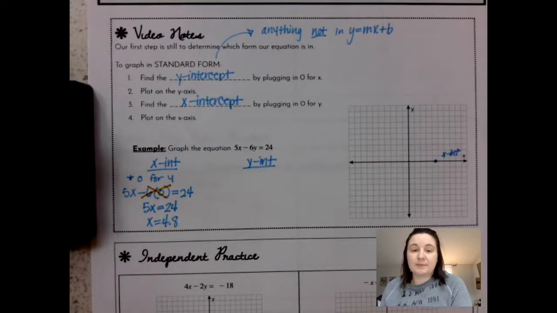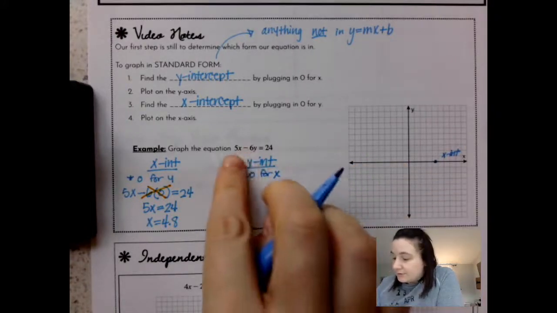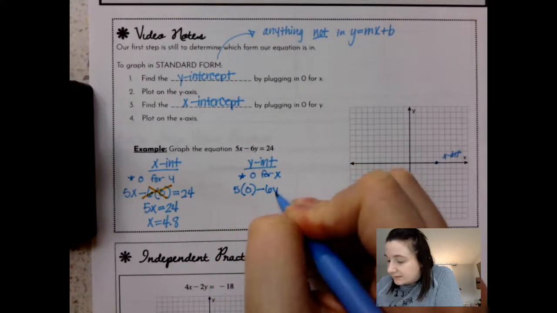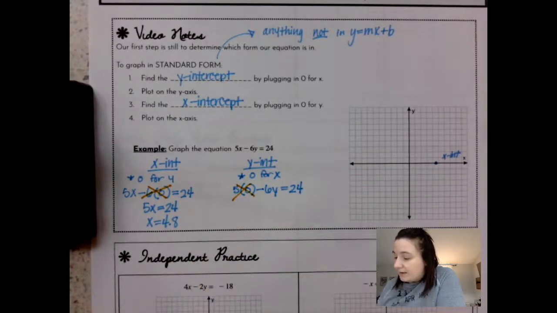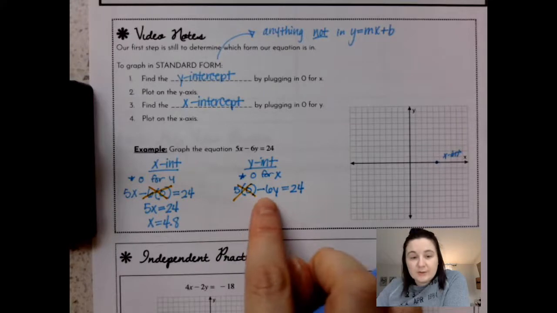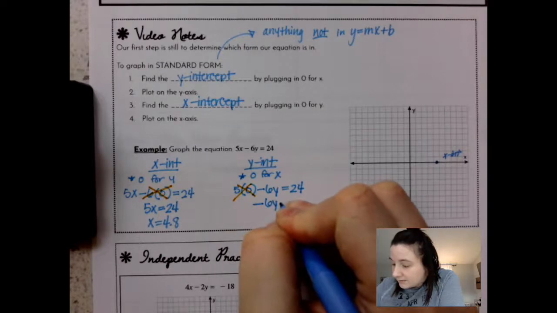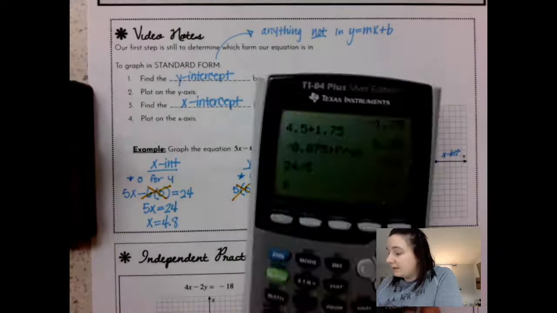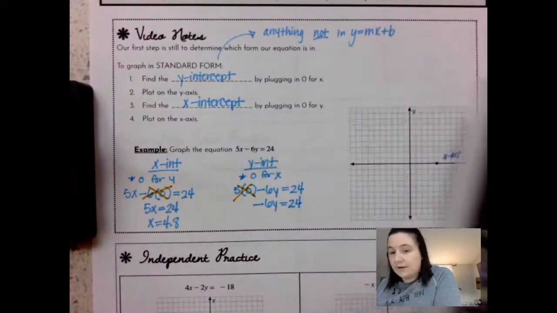Now we're going to do the exact same thing, but we're going to plug in 0 for x this time to find our y-intercept. So 0 for x. So using the original equation again, in parentheses, 5 times 0 minus 6y equals 24. Anything times 0 goes away. Be really careful when you pull this down. If there's a negative, don't lose it. So bring the negative 6 with it. And then when we divide, 24 divided by negative 6 is negative 4.